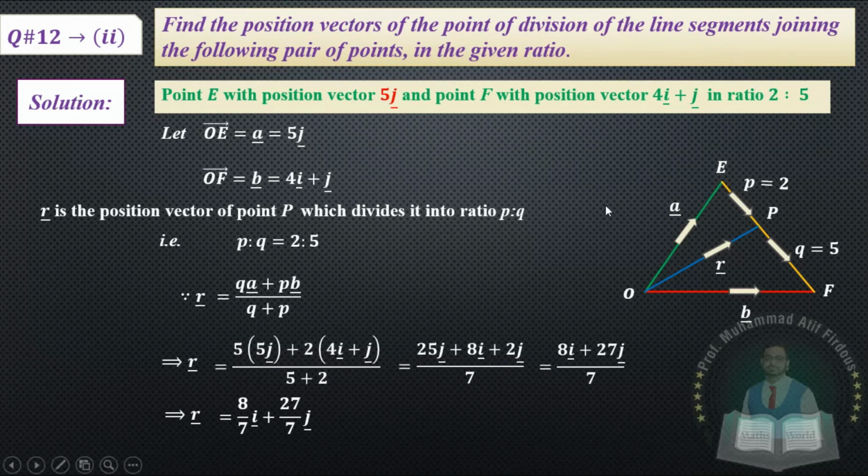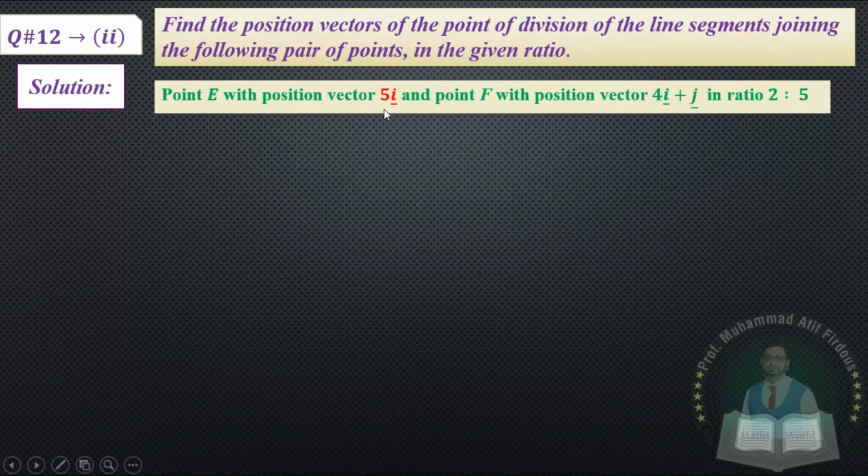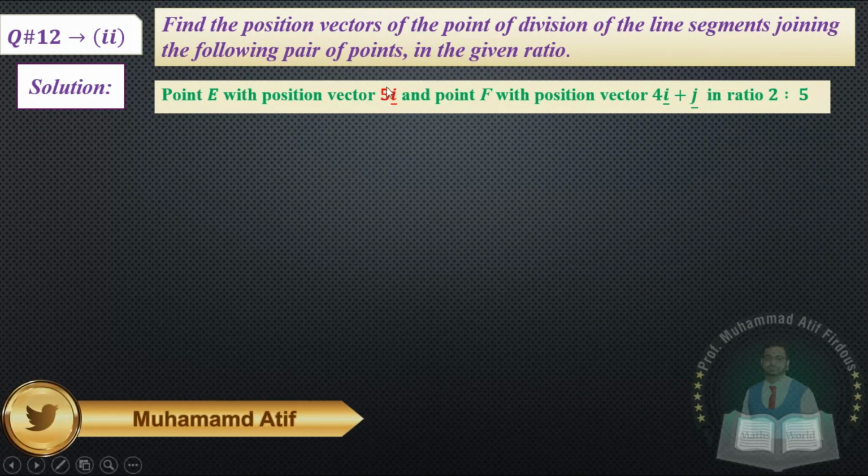Why? Because in some books we have a different statement regarding this part, which states that the point E has position vector not 5j, instead of 5j it says 5i. So I am going to solve this part with another statement. So the only difference is the point E having position vector 5i. In the previous part we have 5j. So that is the main difference.